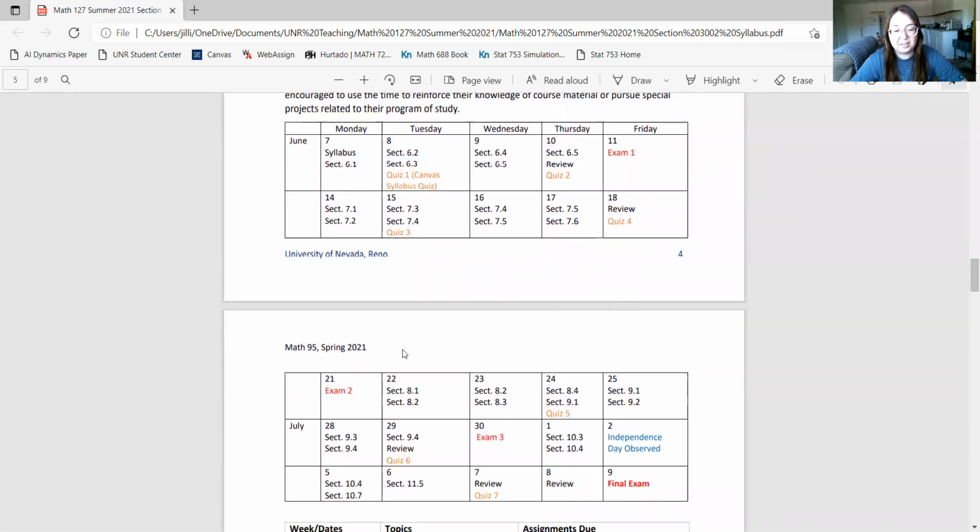So here's our course calendar. We have our 5 weeks here. We see where our exams are about every week and a half. Our final exam is there on the 9th. We have quizzes in orange. Exams are listed in red. Independence Day is listed in blue. Everything else is just in regular black ink.